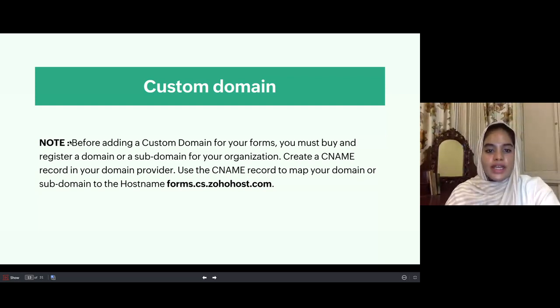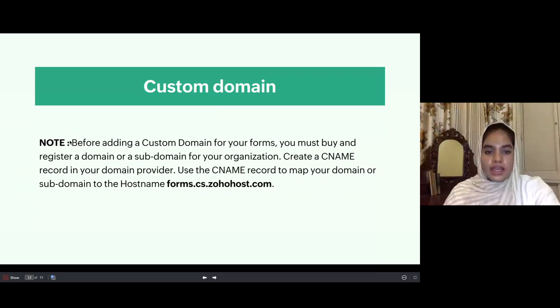We will briefly go over how you can add a custom domain to your account and use it in your form URLs. But please note that before adding a custom domain to your forms, you must buy and register a domain or a subdomain for your organization. You must create a CNAME record in your domain provider and use the CNAME record to map your domain or subdomain to the host name forms.cs.zohohost.com.